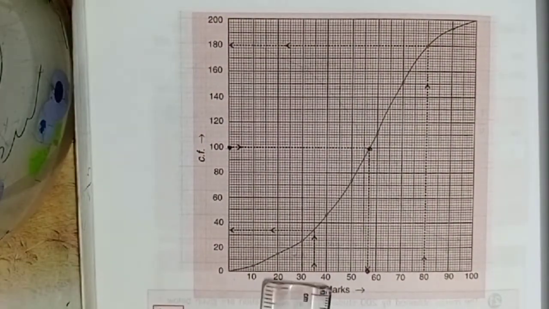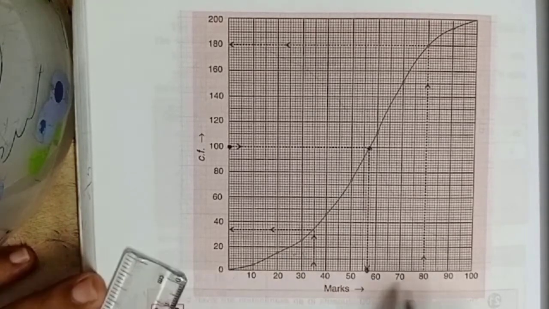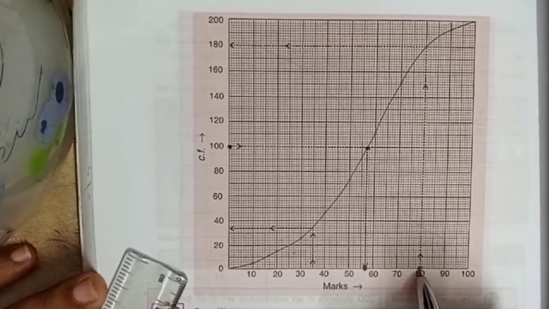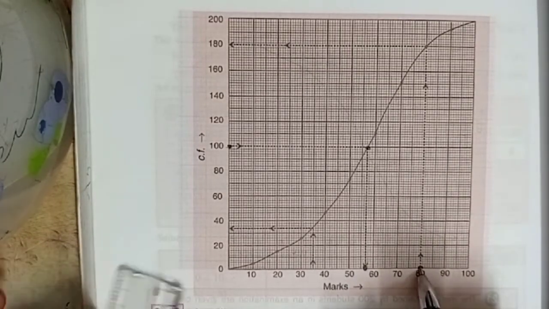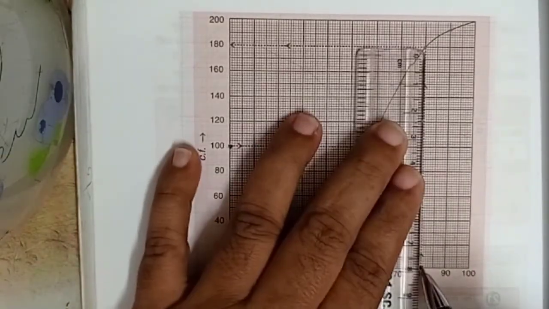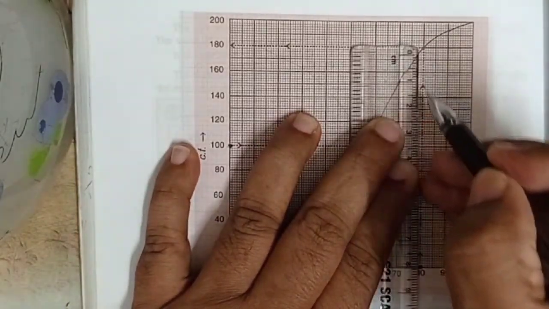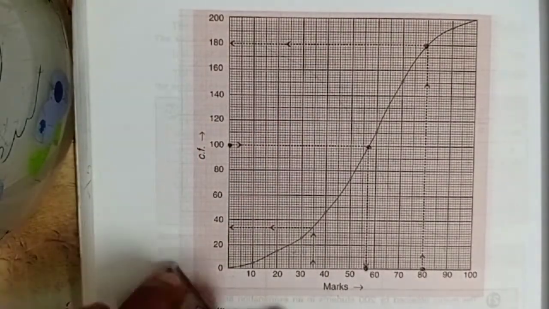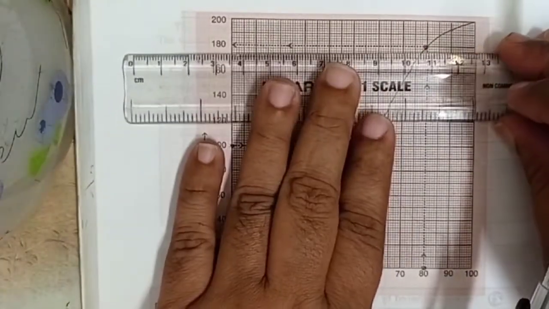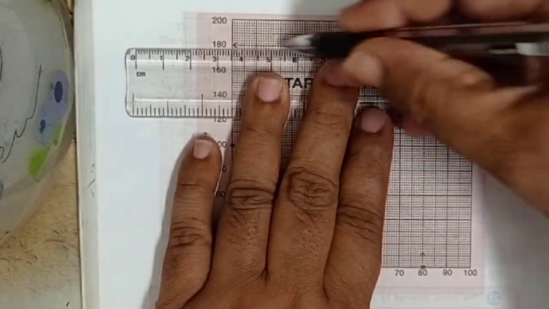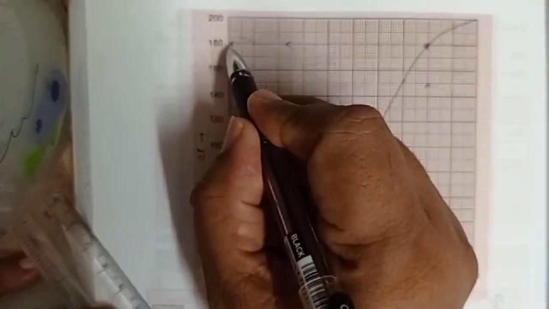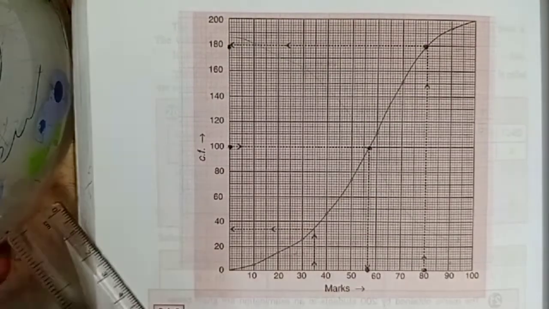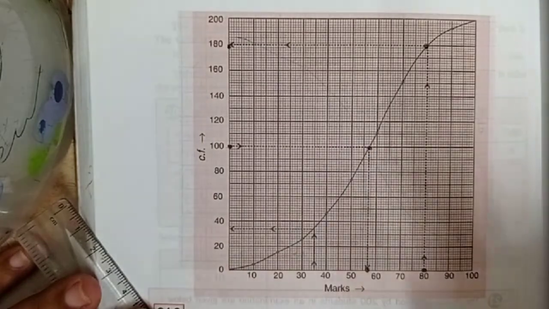Look here, what is the method? Here in the x-axis we mark marks, isn't it? Marks. Therefore, mark the point 80 on that x-axis. From that 80, draw a vertical line. That line will touch your ogive at a particular point. Then from that point, draw a horizontal line parallel to the x-axis, you will reach the point 180. Check that, 180. Our question is the number of students who got more than 80%.